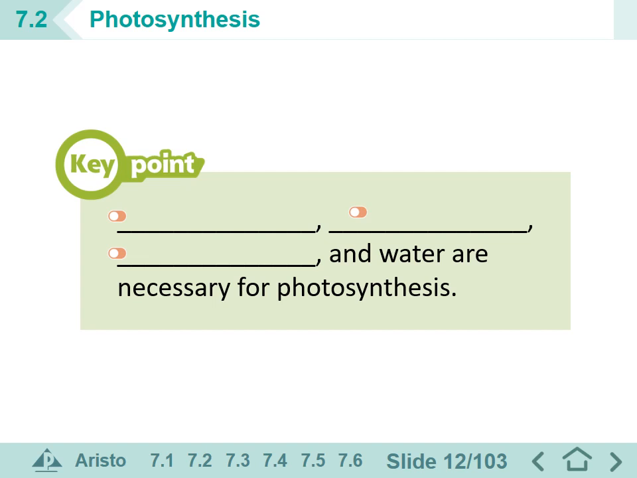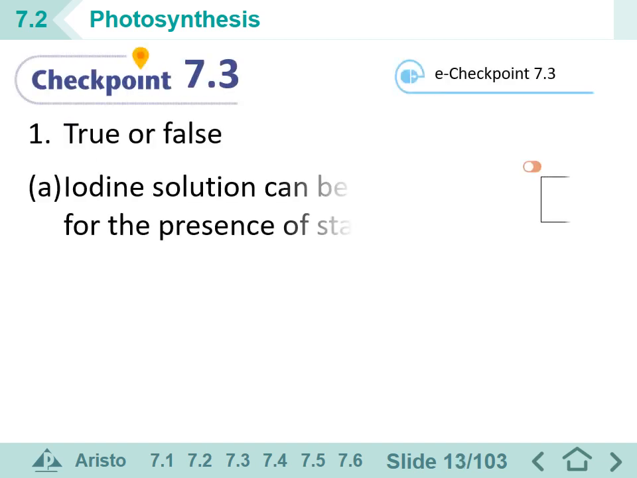Okay, so here are the key points. You may stop this video and fill in the key points on your own. Okay, I will show you the answer: the chlorophyll, light, and the carbon dioxide. And also for the checkpoints, we'll do it one by one. Iodine solution can be used to test for the presence of starch. Of course, yes. We already mentioned that, right?